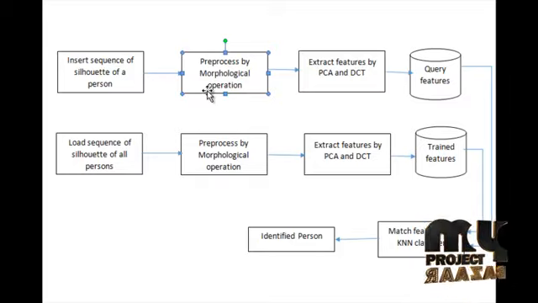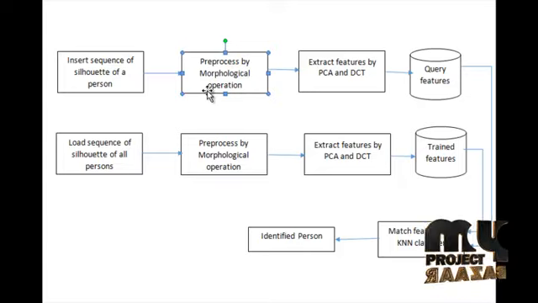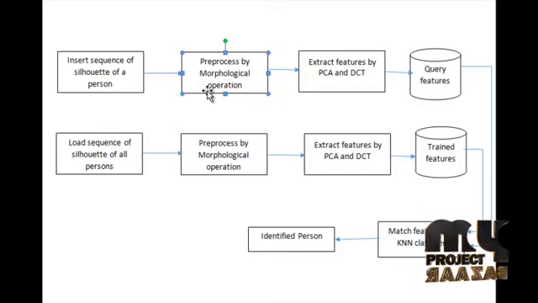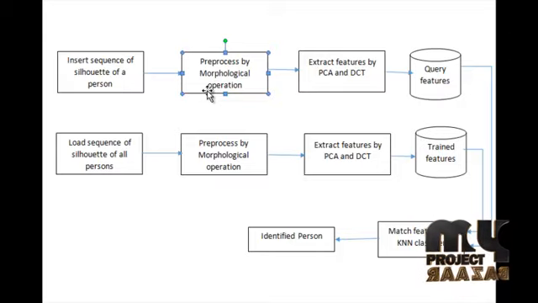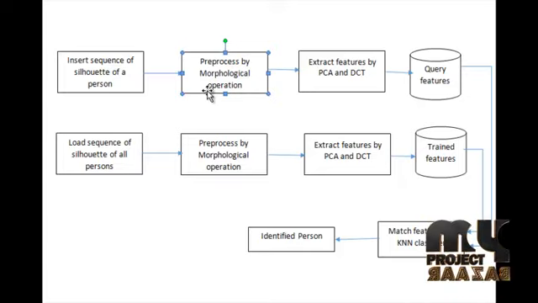After the morphological operation, we perform the feature extraction for the given query image. That is also done by PCA and DCT features. The extracted PCA features and DCT features are fused together before being stored. These fused features are called the query feature. This query feature is stored in a mat file format. The mat files are stored in MATLAB.